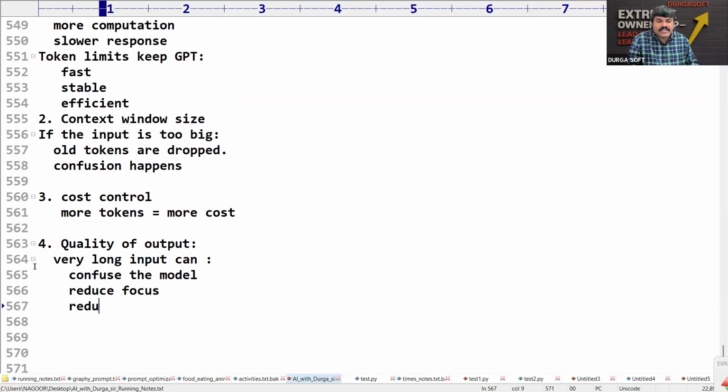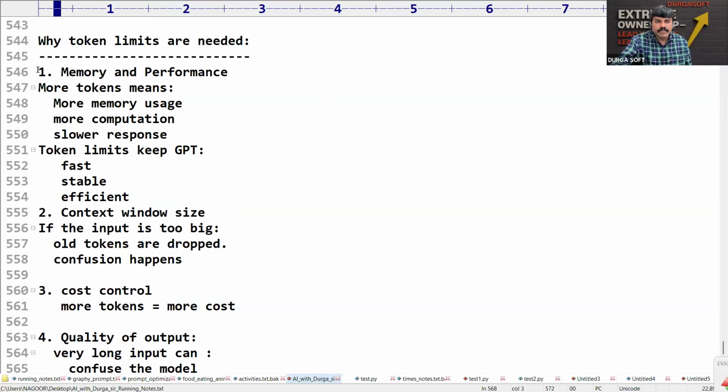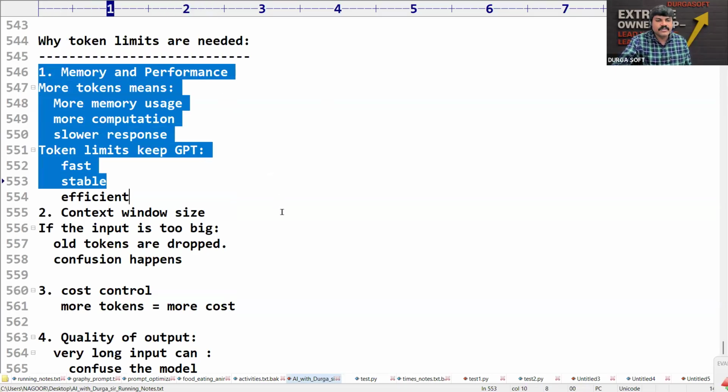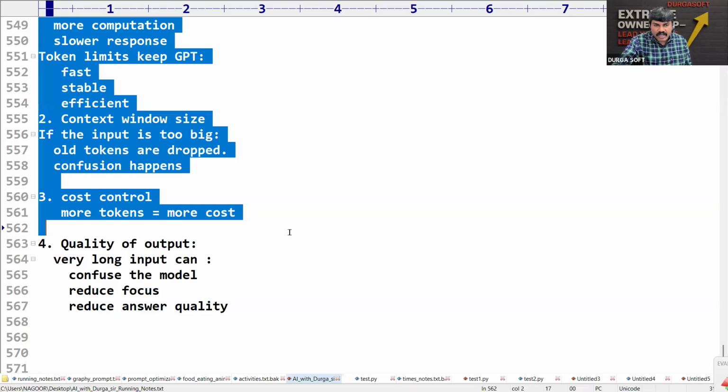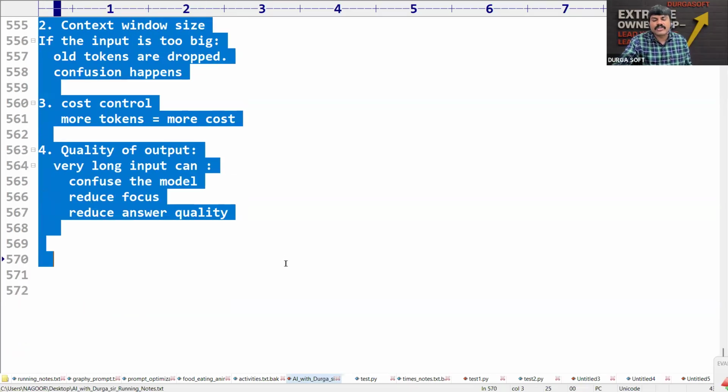Next, reduce answer quality. Remember this. There are multiple reasons. Why does this token limit matter? One, memory and performance issues will come. Next, context window size, cost control, and the quality of the output is also going to be reduced. Because of that, a token limit is required.